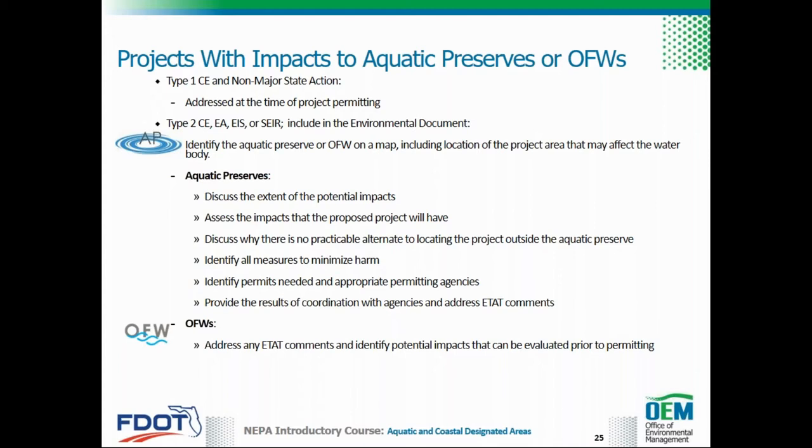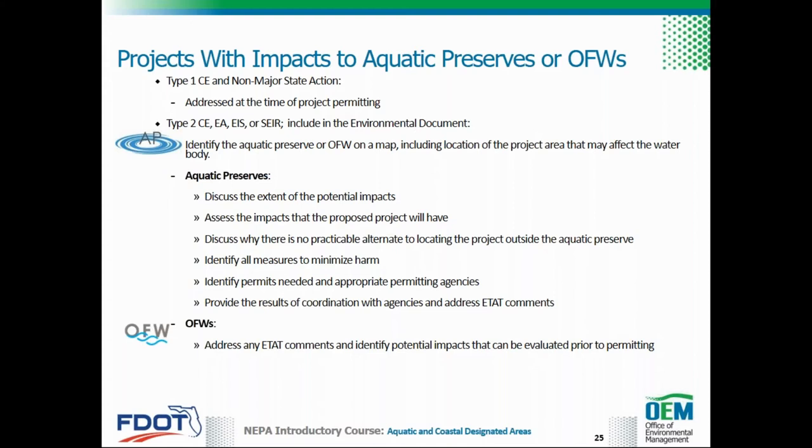For projects located in an aquatic preserve that will impact it, the aquatic preserve and OFW section of the environmental document should discuss the extent of the potential impacts to the aquatic preserve, assess the impacts that the proposed project will have on the aquatic preserve, discuss why there is no practical alternative to locating the project outside the aquatic preserve, identify all measures to minimize harm to the aquatic preserve, identify permits needed and appropriate permitting agencies, provide the results of coordination with appropriate agencies having jurisdiction over the aquatic preserve, and address any ETAC comments.